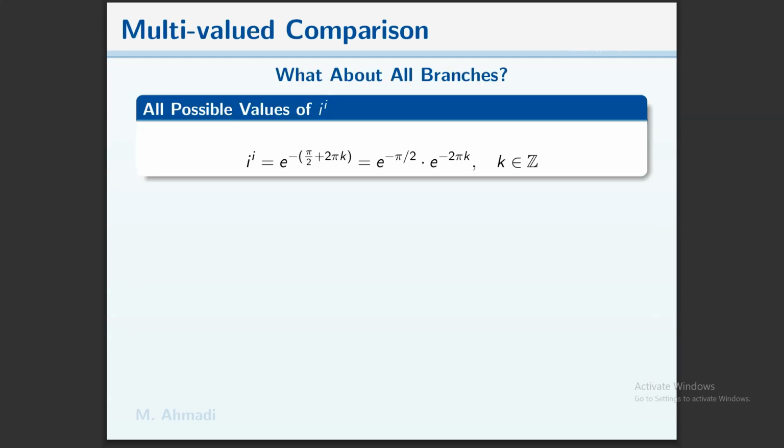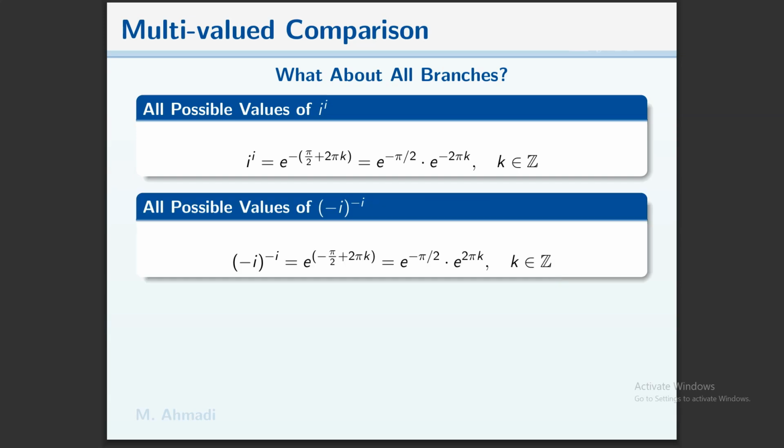So we have a comparison on multi-valued. What about all branches? All possible values of i to the i equal e to the minus pi over 2 plus 2 pi k, which equals e to the minus pi over 2 multiplied by e to the minus 2 pi k, where k is an integer. All possible values of minus i to the minus i equal e to the minus pi over 2 plus 2 pi k, which equals e to the minus pi over 2 multiplied by e to the 2 pi k.